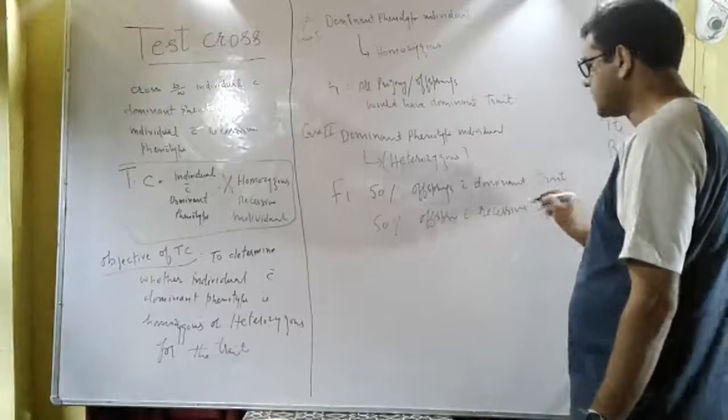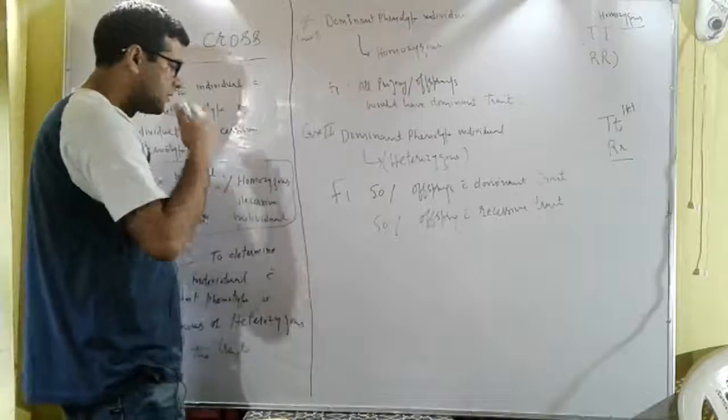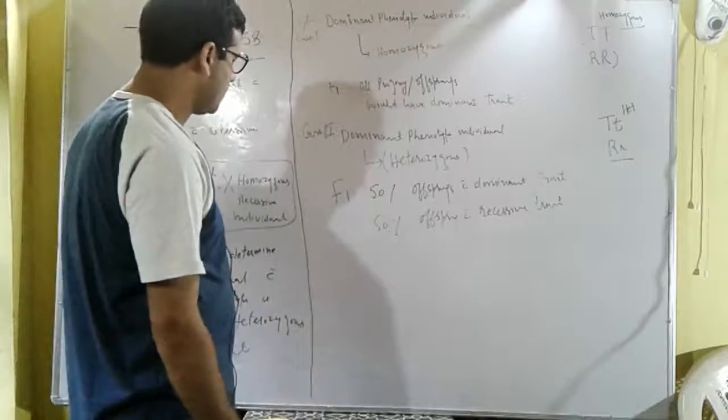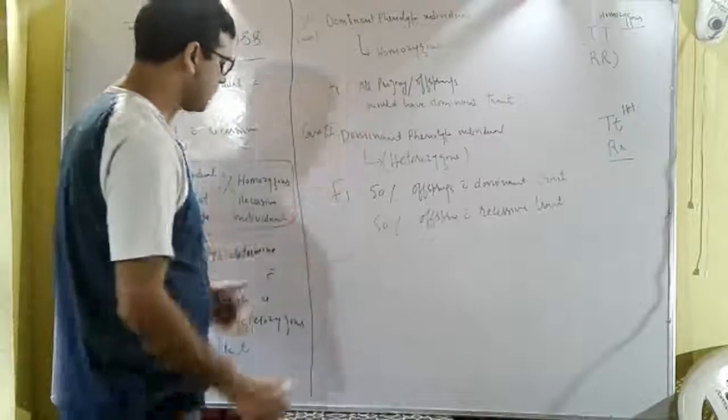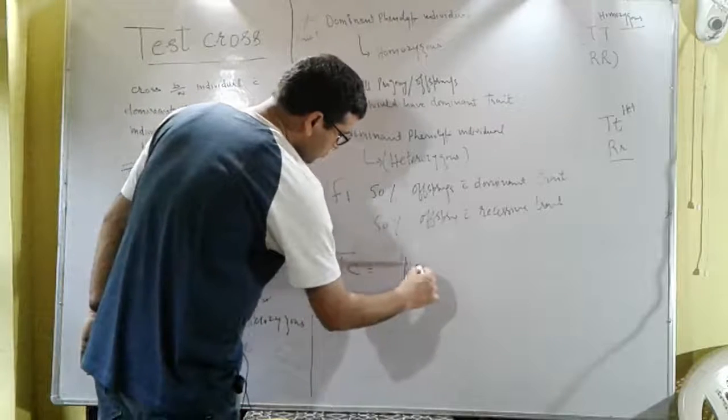Offspring with dominant trait, and 50% of the offspring would have the recessive trait. That means the ratio of the progeny, or the ratio of the offsprings, in case of test cross would be 1:1.